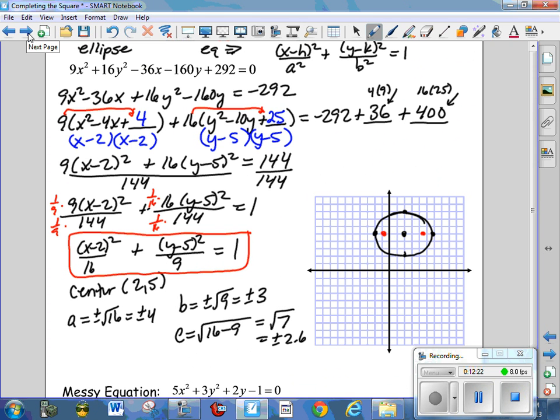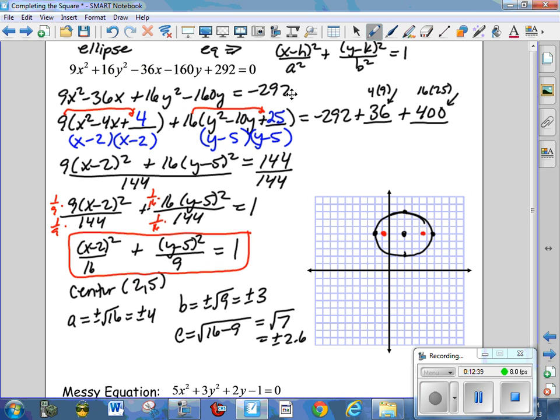Okay, we're back on here with the ellipse. The correct answer is in the box: x minus 2 squared over 16 plus y minus 5 squared over 9 equals 1. And here's the correct graph. If you got that, then feel free to move on to the next problem. Fast forward a little bit.